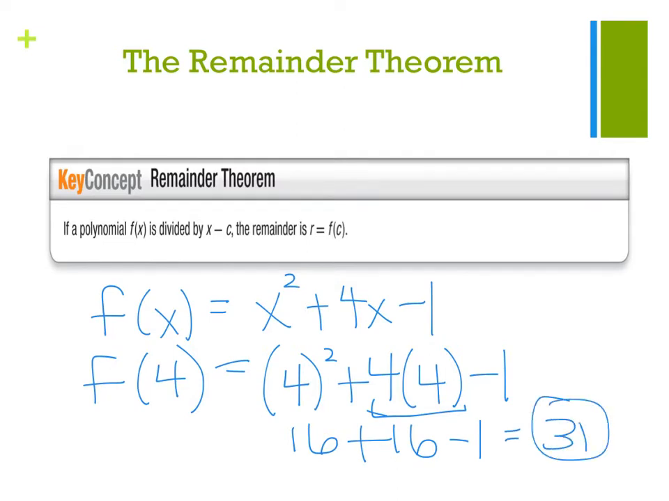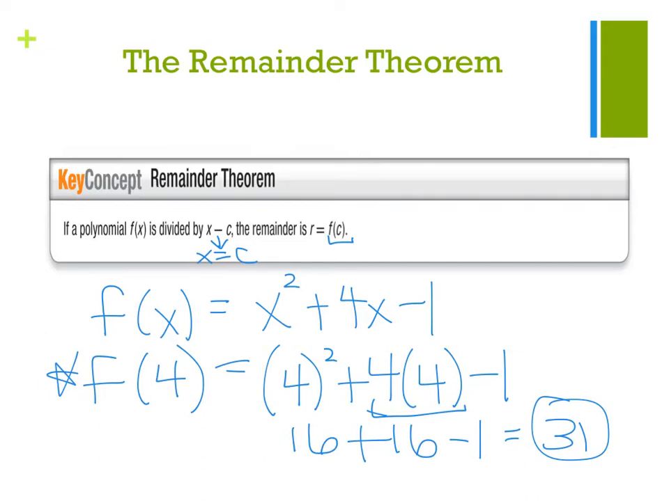So one way to evaluate a function is the way I just showed, but we can also use polynomial division or synthetic division to figure out the remainder, and the remainder tells us what f of c is. Remember, c here is going to be the zero of our divisor. If I take x minus c and set it equal to 0, then I get x equals c.